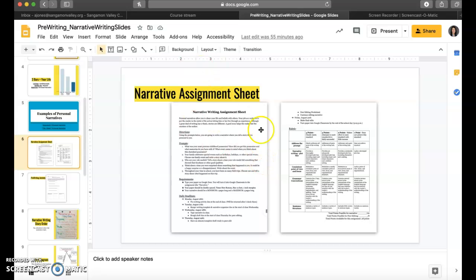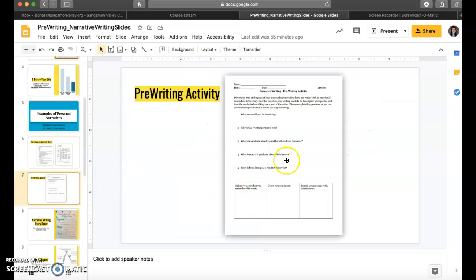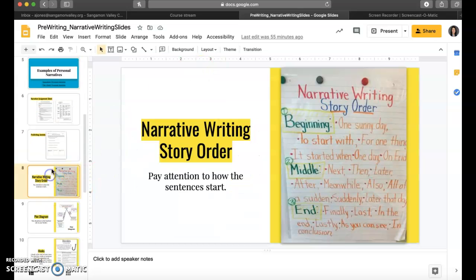All right, let's go ahead and go over our narrative. Actually, we're going to come back to this, our narrative assignment sheet, and we're going to come back to our narrative pre-writing activity. But I do want to talk briefly about narrative writing story order. So pay attention to how the sentences start. There's a clear beginning, middle, and end.